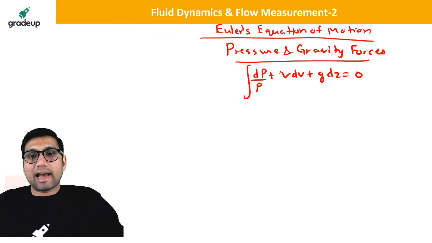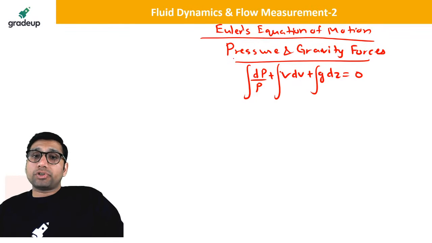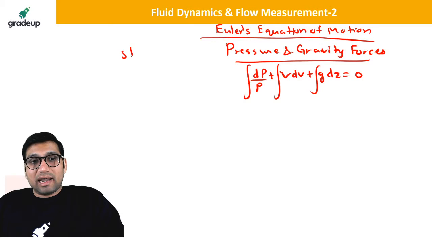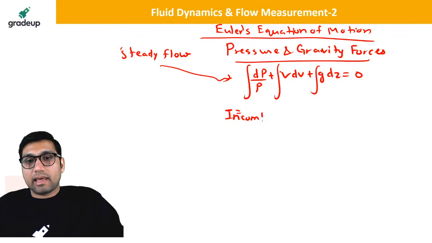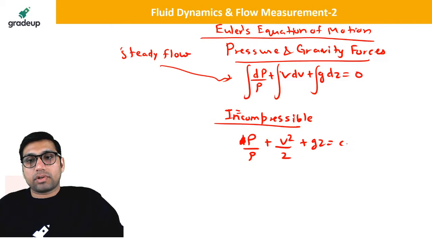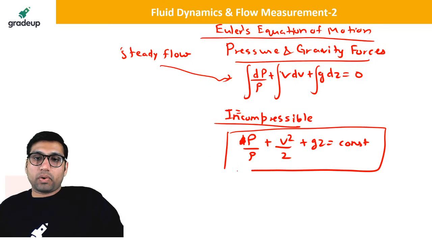If you integrate the Euler equation of motion, you will get the Bernoulli equation. But in this Euler equation of motion, you have to apply one assumption, that is steady flow. After integrating and taking the assumption as incompressible, that is density as constant, you will get this equation, P by rho plus V square by 2 plus gz is equal to constant, and you will get the Bernoulli equation.